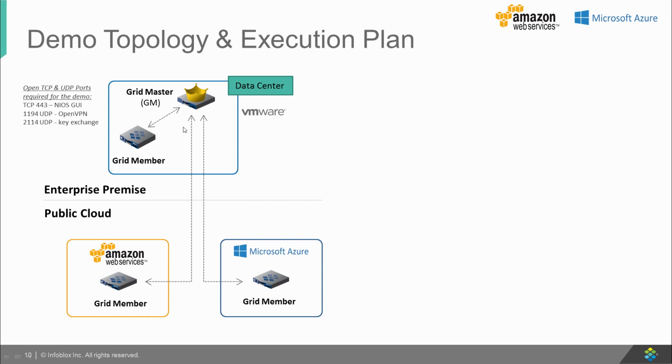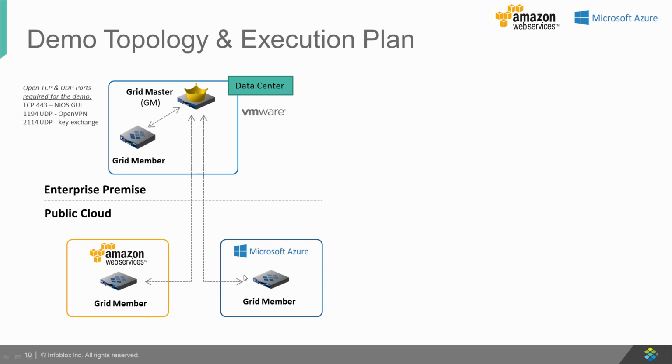So what we're about to do today is show you step by step how we are going to spin up a grid member in Amazon connected to the grid master running on-prem, and similarly spin up a grid member running in Azure to connect it to the grid master on-prem. This will give you a lot of advantages. You'll get centralized visibility, so you basically get a single pane of glass of both your on-prem DDI environment as well as your DDI running in public cloud.